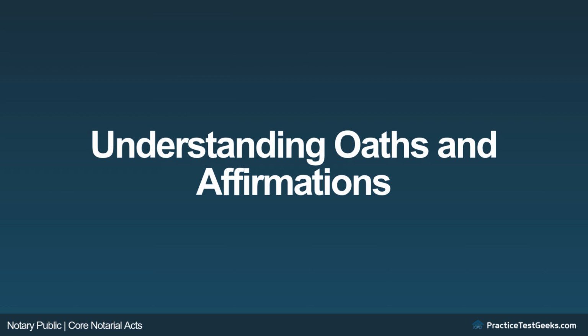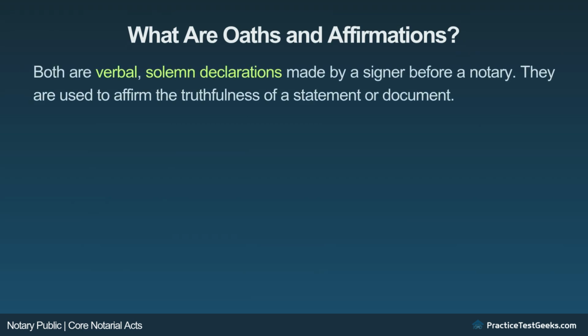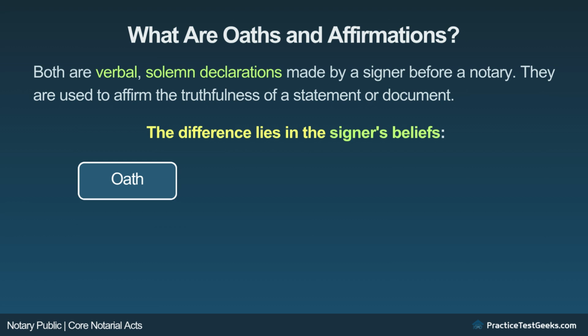Understanding oaths and affirmations. In our first lesson, we will learn about what oaths and affirmations are. Both are verbal, solemn declarations made by a signer before a notary. They are used to affirm the truthfulness of a statement or document. The difference lies in the signer's beliefs. Oath: a pledge made to a higher power. Affirmation: a non-religious, solemn promise of truth.